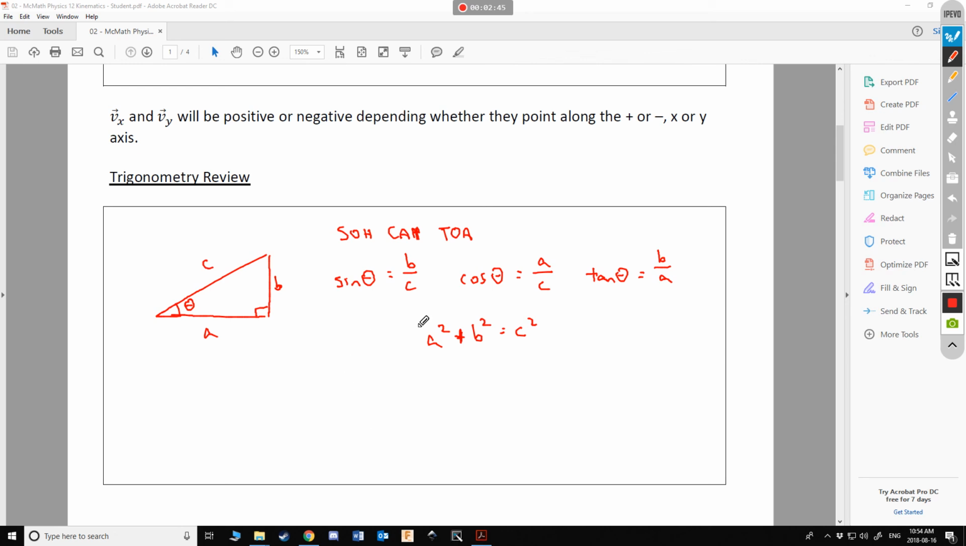And lastly, lots of times I'll be skipping a mathematical step. I won't always start with sine theta is equal to B over C. Often I'll say, okay, B is equal to C sine theta, or A is equal to C cos theta, and so on. B is equal to A tan theta.